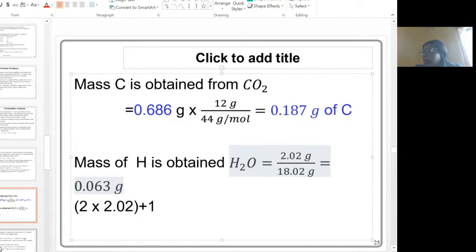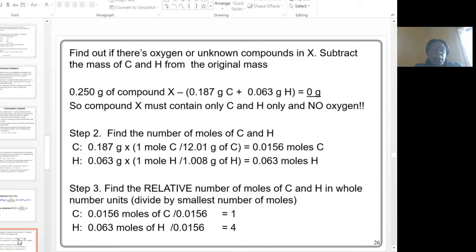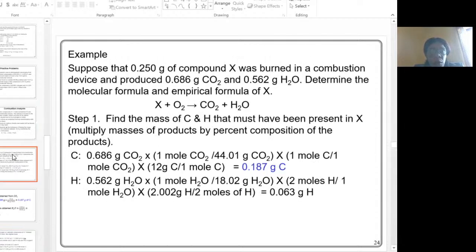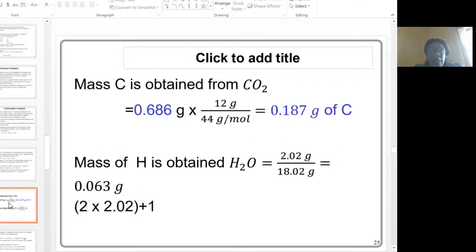So having found those masses, we now proceed to determine the empirical formula. The next step is you find out if there's oxygen or unknown elements in X. For those who are a little bit lost, step one was to find the mass of carbon and hydrogen that must have been present in X. I've shown you the two methods of determining them: this is method one, and this is method two.